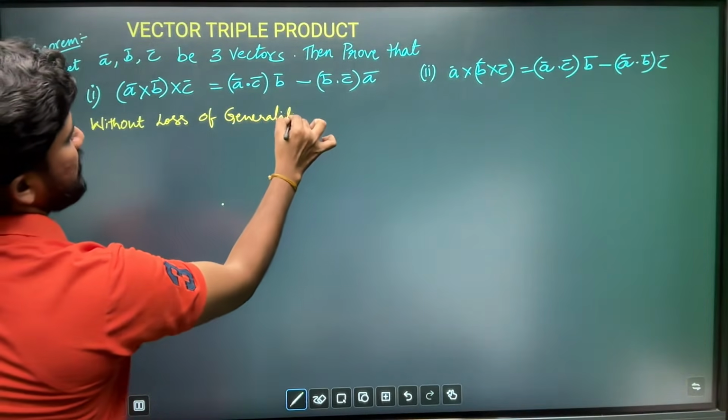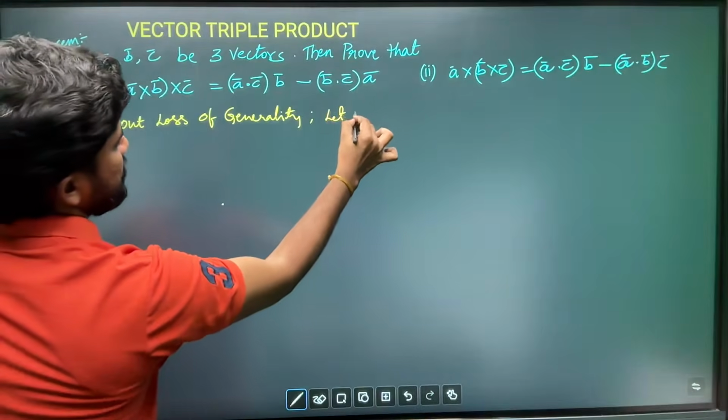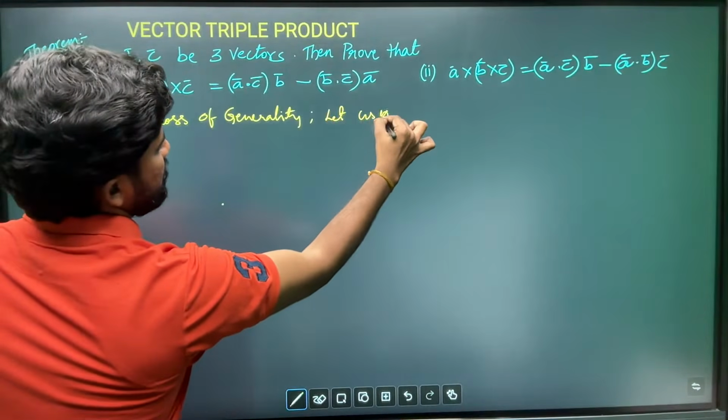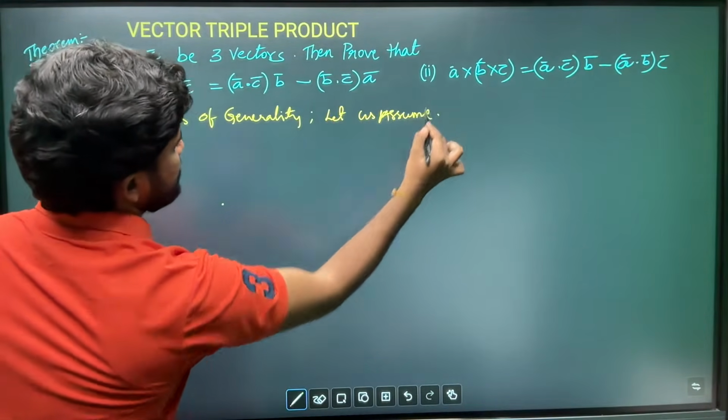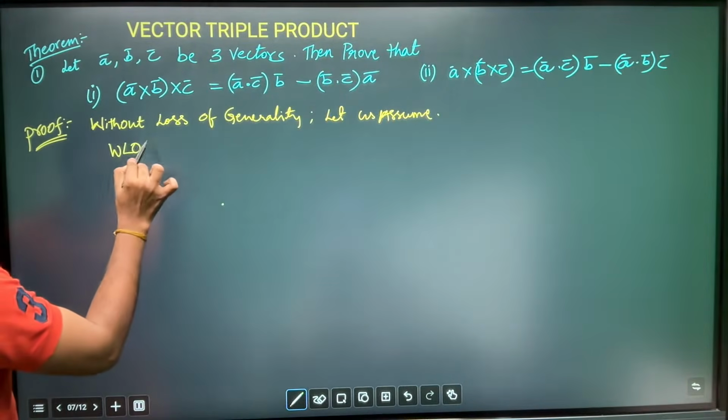Okay, so without loss of generality, let us assume. What is the meaning of without loss of generality? Simply we call it WLOG.